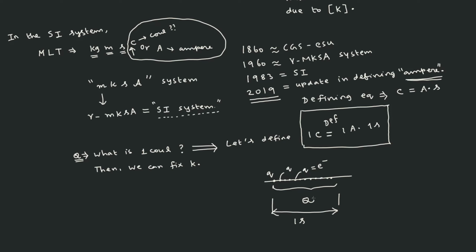That is what we mean to say, that this Q will be equal to N times e, where N electrons are present in the system. And that quantity is exactly what is defined as 1 coulomb. That is all it means to say.